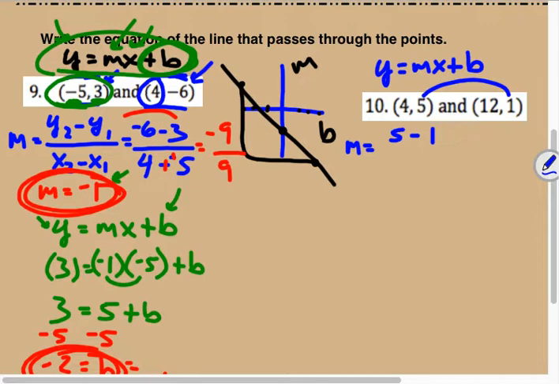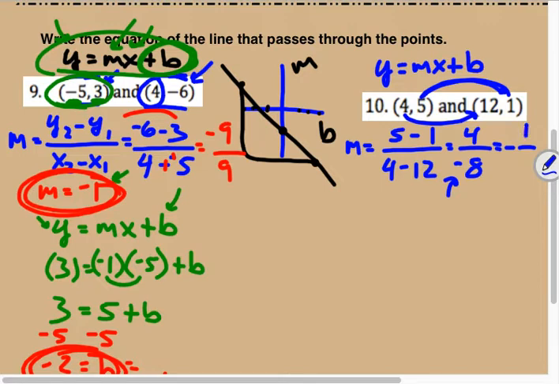But being I started with the 5 and went to the 1, I got to start with the 4 and go to the 12. So I'm going to say 4 minus 12. You can switch it up and say 1 minus 5 and 12 minus 4. You should still get the same thing. 5 minus 1 is 4, and 4 minus 12 is negative 8. So usually you don't keep the negative in the denominator. A positive divided by a negative is a negative, so we're just going to say negative, and then reduce the 4/8 down to 1/2. So negative 1/2 right there is my slope.